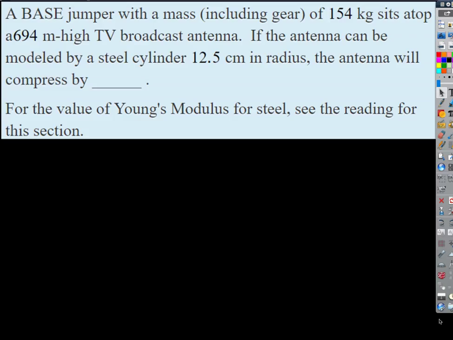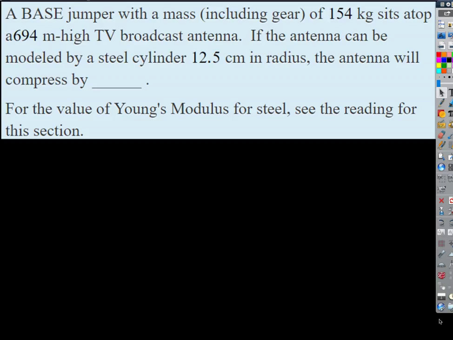Okay, if we model the tower, you wouldn't have to, but it'd be difficult to find the Young's modulus for the tower. You'd have to use calculus because it would vary as a function of height, so it'd end up being a much harder problem. But a lot of times we'll find something reasonably close and model the complicated structure by something simpler, like in this case, a steel cylinder, 12.5 centimeters in radius, height of the tower.